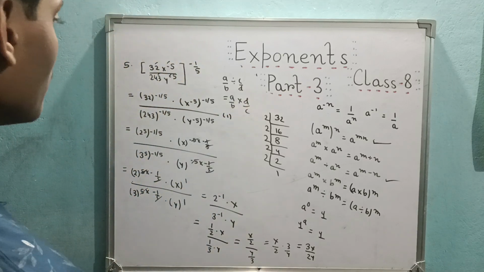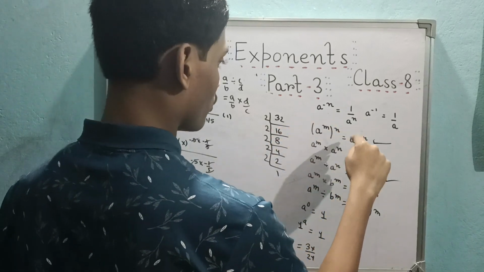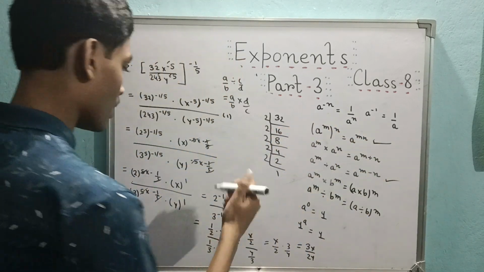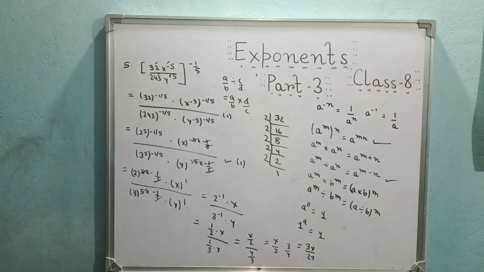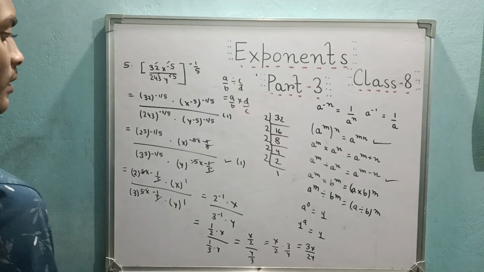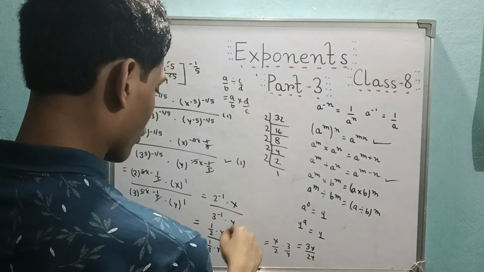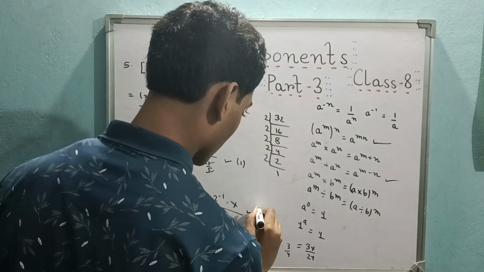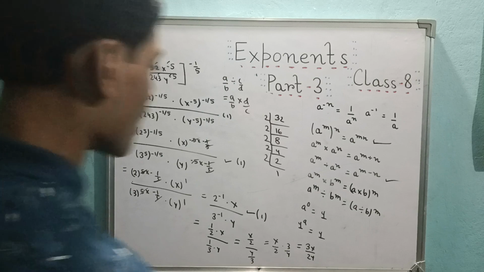Then another simple rule, that is, you know (a to the power m) to the power n is a to the power m into n. The powers can multiply. So another 1 mark. Then this one is the next part. You know that 2 to the power minus 1 is 1 by 2, and this is also another mark. This is a 3 marks question.